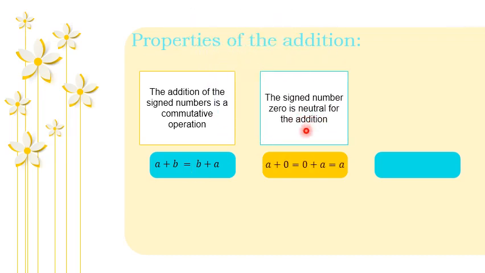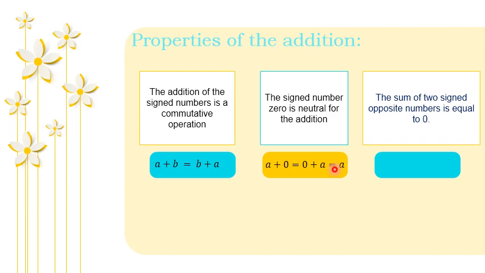The number 0 is neutral for addition. If I add 0 to any number, the number stays the same. 5 plus 0 is the same as 0 plus 5, which is 5. The sum of two opposite signed numbers is equal to 0. For example, plus 5 and minus 5.